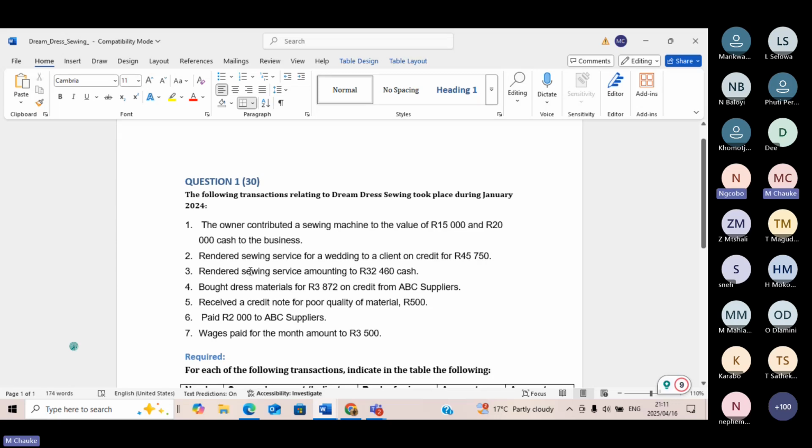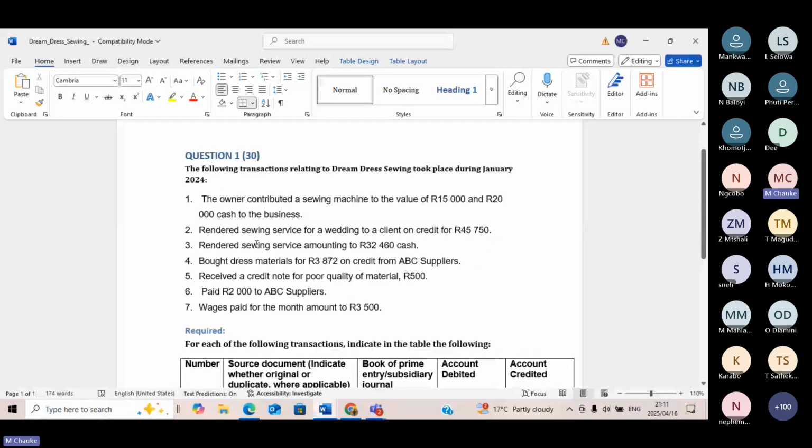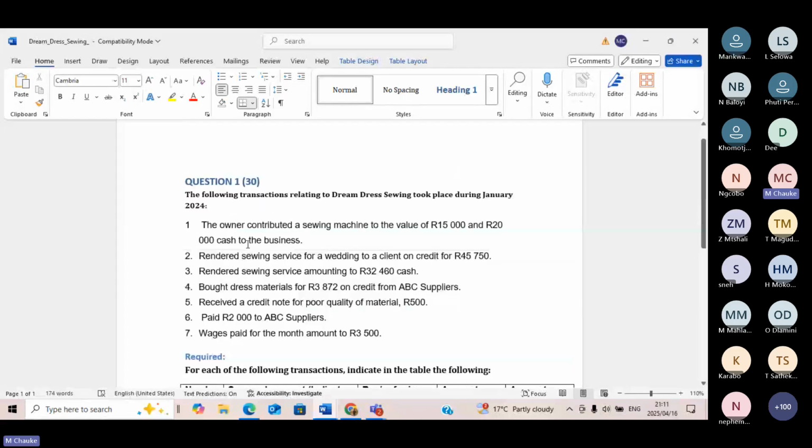Let's start with transaction number 1. They're saying the owner contributed a sewing machine to the value of 15,000 and 20,000 cash to the business. So how do we record transaction number 1 in this table? Now, listen, you need to outline two or more accounts affected on each transaction. Are you with me? Here, the owner has contributed a sewing machine to the value of 15,000 and 20,000 cash to the business. So how many accounts are affected on this one? It's going to be 3 accounts.